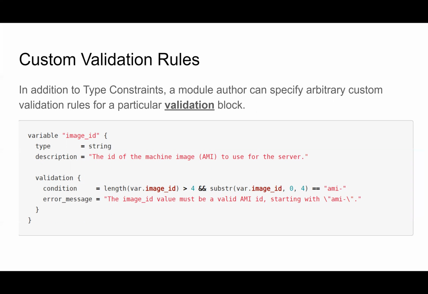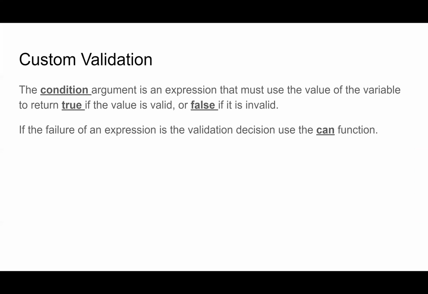In addition to type constraints, a module author can specify arbitrary custom validation rules for a particular variable using a validation block. Like in this case, we have a condition that the length of the variable var.imageID must be greater than 4, and we're evaluating that the substring contains the string AMI. The condition argument is an expression that must use the value of the variable to return true if the value is valid, or false if it is invalid.